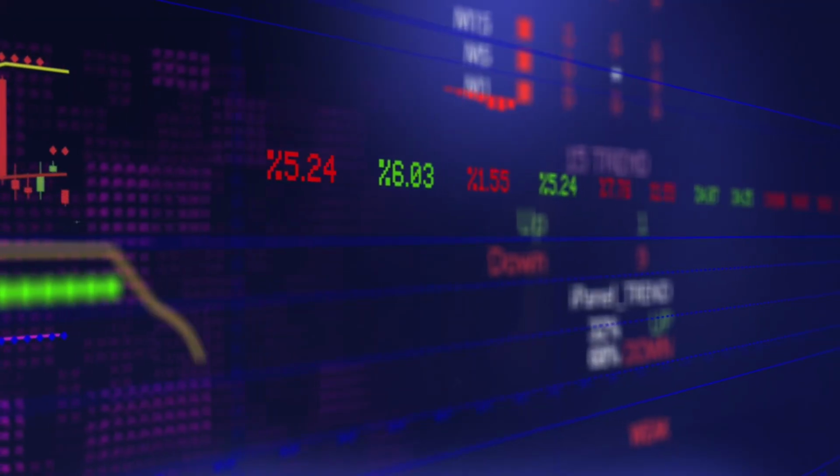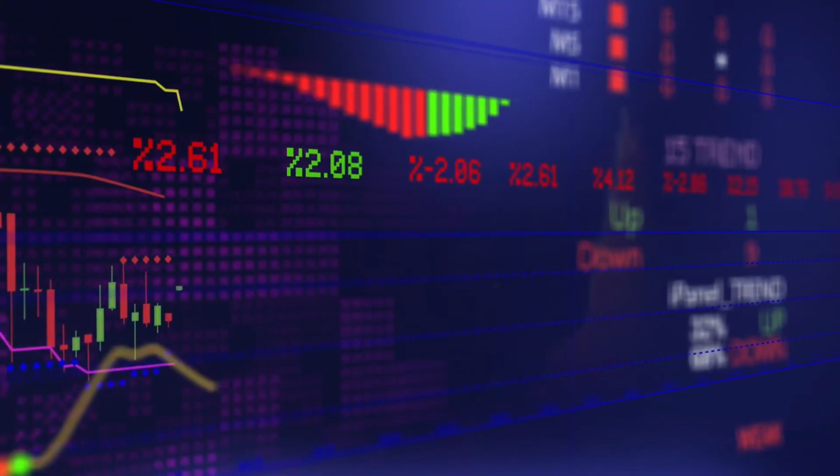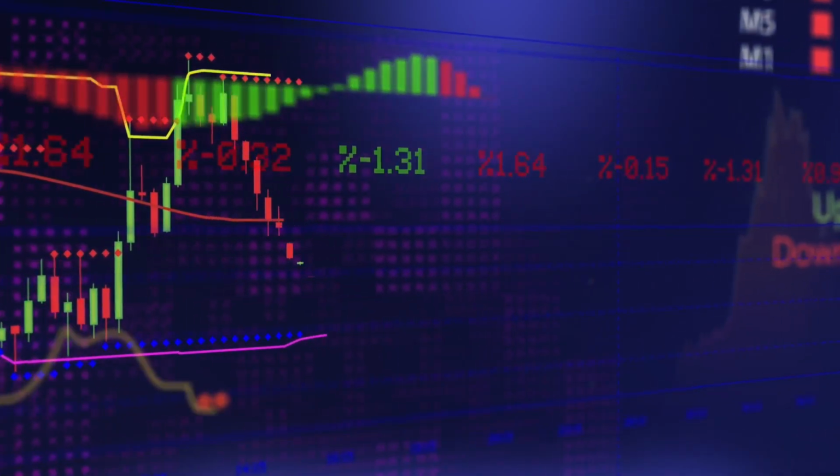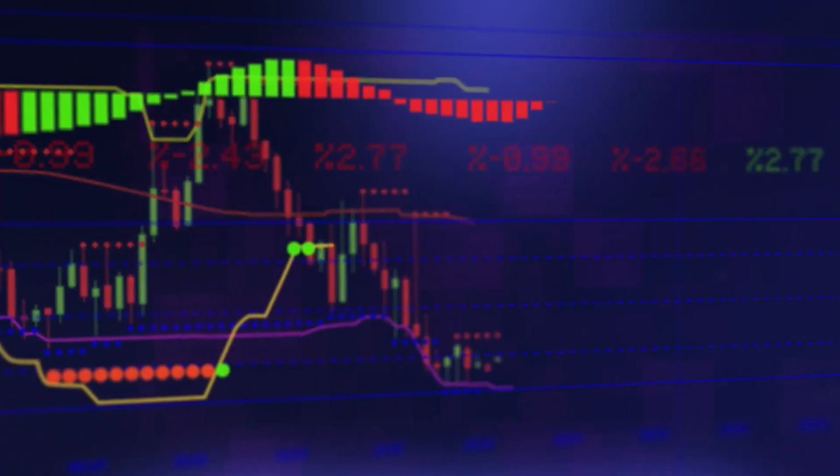All right, now the trading rules for this strategy are incredibly straightforward, combining the power of the trend trigger factor oscillator and the best cloud indicator.